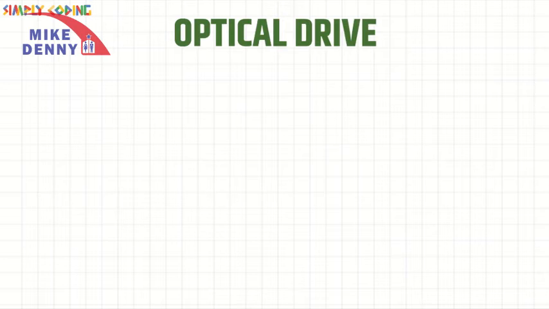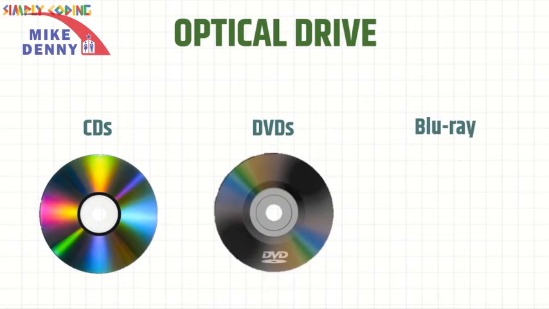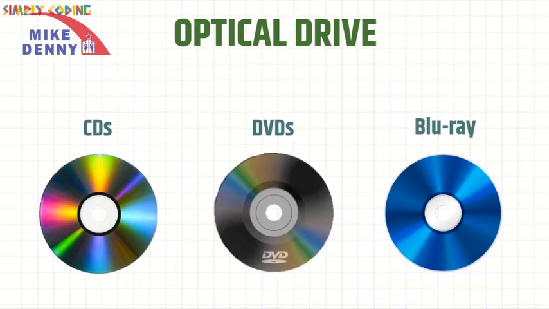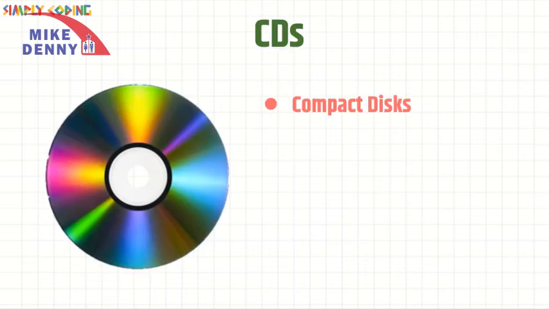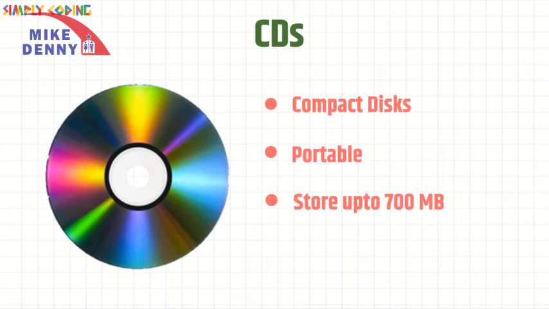Next are optical storage devices, which include CDs, DVDs and Blu-ray discs. They use laser and light to store data. CD stands for compact disc. They are portable and can store up to 700 MB of data. They come in three types.